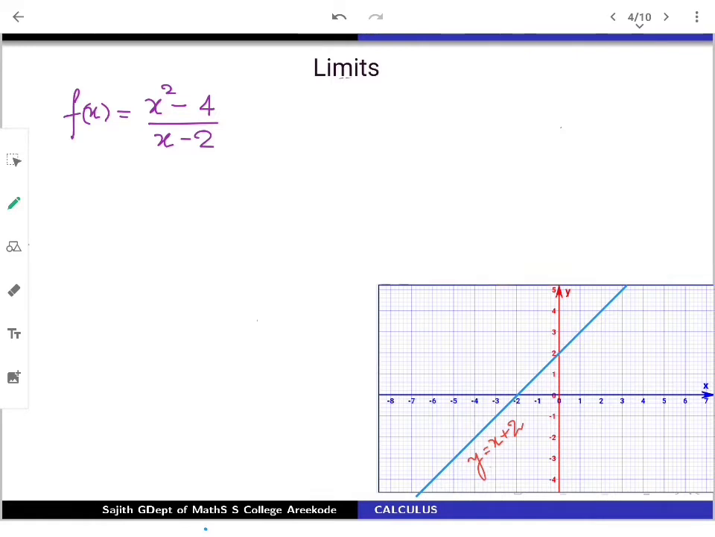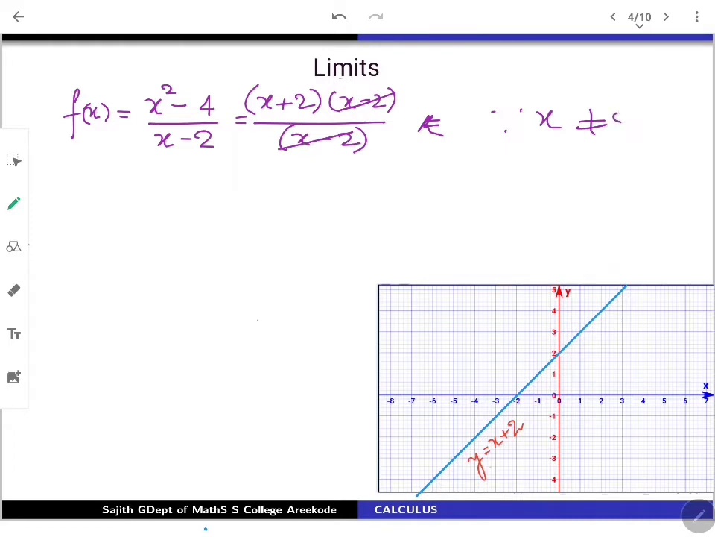But just look at the form of f of x, which is x square minus 4 by x minus 2, which I can rewrite as x plus 2 into x minus 2 divided by x minus 2. Since we are not allowing x equals 2, we can cancel off these x minus 2's because if our x is away from 2, this is well defined. And we are going to get f of x behaves exactly like x plus 2 now.